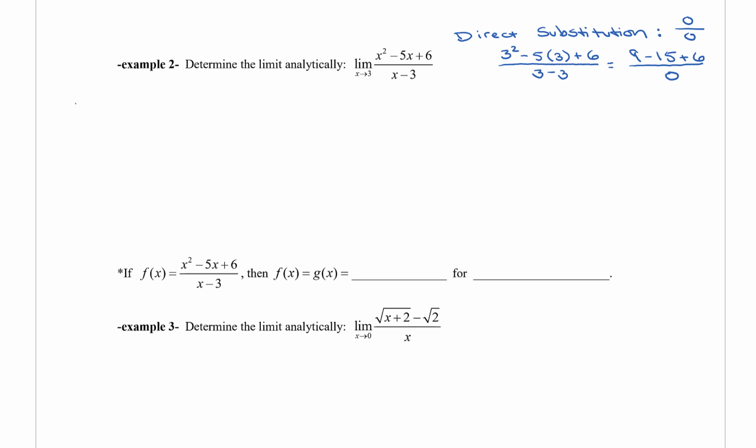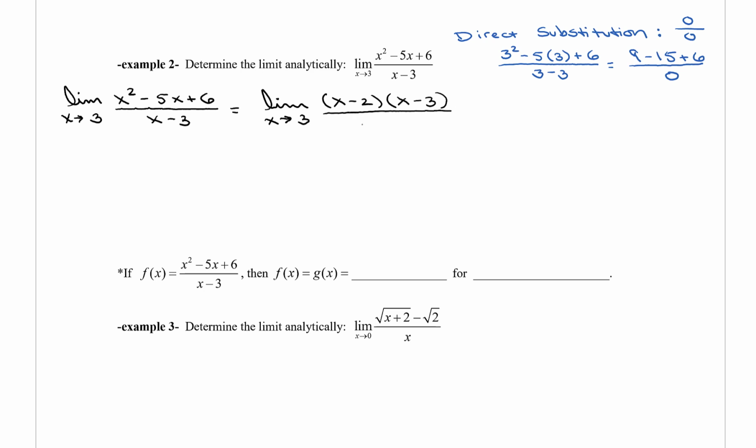So I'm going to rewrite the limit here. The limit as x approaches 3 of x squared minus 5x plus 6 all over x minus 3. And I'm going to use factoring. I'm going to factor out that numerator. So I'm going to write the limit as x approaches 3 of the factors of that trinomial in the numerator, which are x minus 2 times x minus 3, all over x minus 3. The factors of x minus 3 will cancel out because those are a common factor between the numerator and the denominator. So they will divide out.